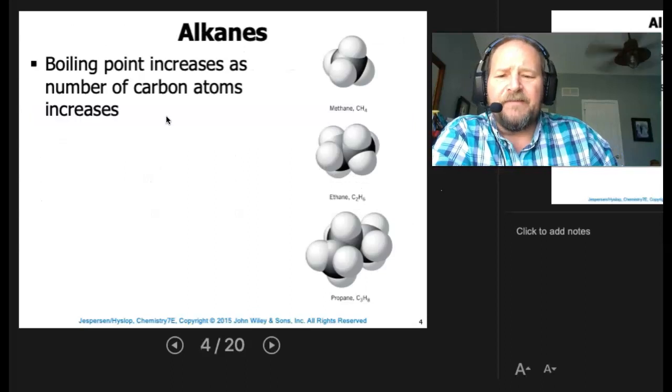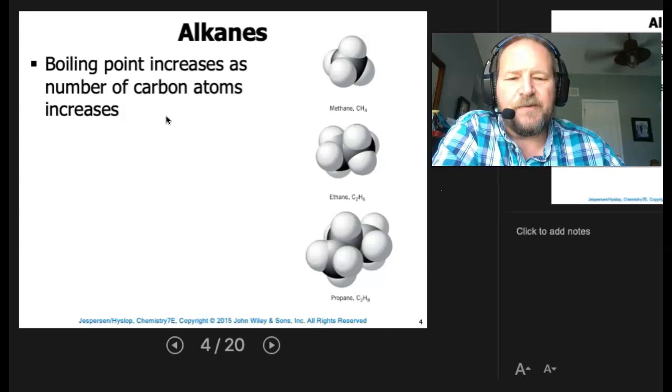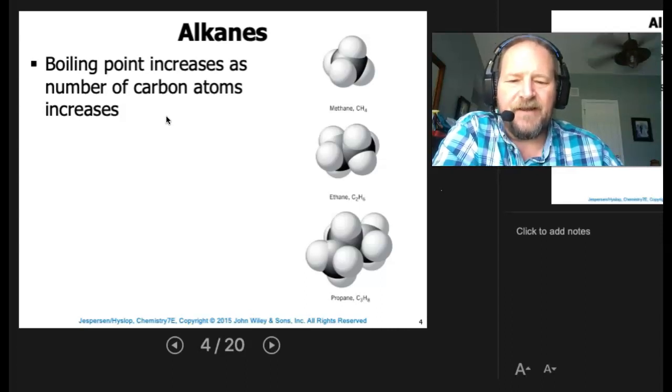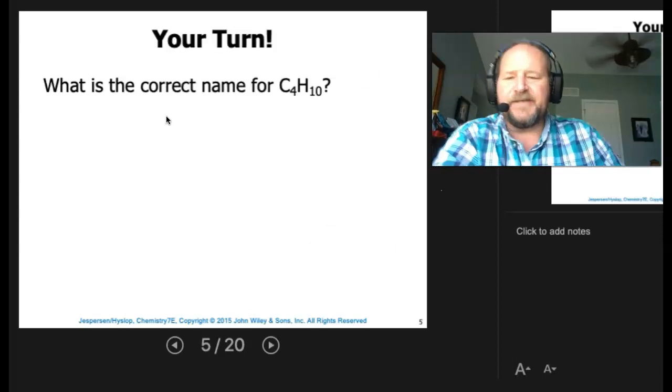So again, if we use our models here, you can see that we have the methane, so it's a tetrahedral is what we're trying to represent there. It's not 90 degrees, it's not a box. Next, you can see in the ethane, we have the two carbons connected to each other. And finally, the propane, you can see that the two carbons on the ends do not touch each other. So again, carbon is black, hydrogen is white.